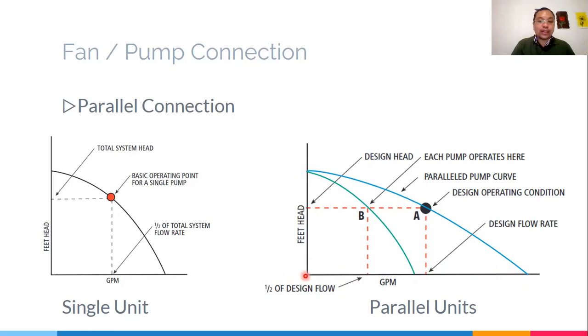The flow adds up. So this is the maximum flow for one unit. This is the maximum flow for the other unit. Combined, this is the maximum flow of the system. However, the head is still the same. So if you're connecting units in parallel, you are increasing the flow but not the head of the system.